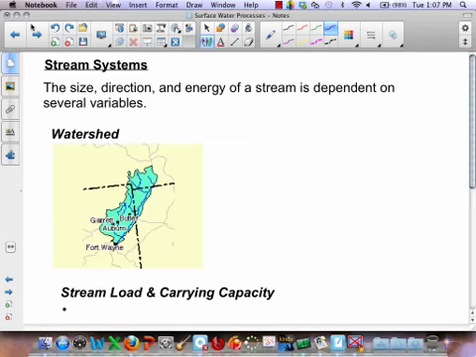Introduction to tomorrow's lesson, and that's just some basic stream systems vocabulary. And some of you guys have probably noticed you have this thing called a watershed. What does that mean? I'll give you a hint. It's not a shed in the backyard full of water.